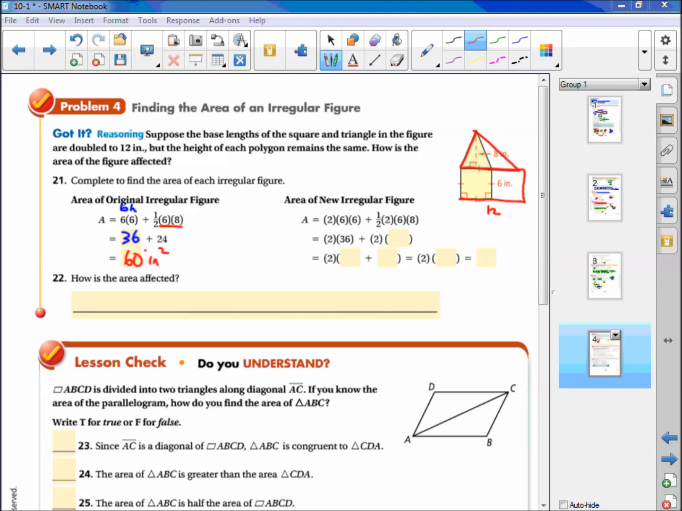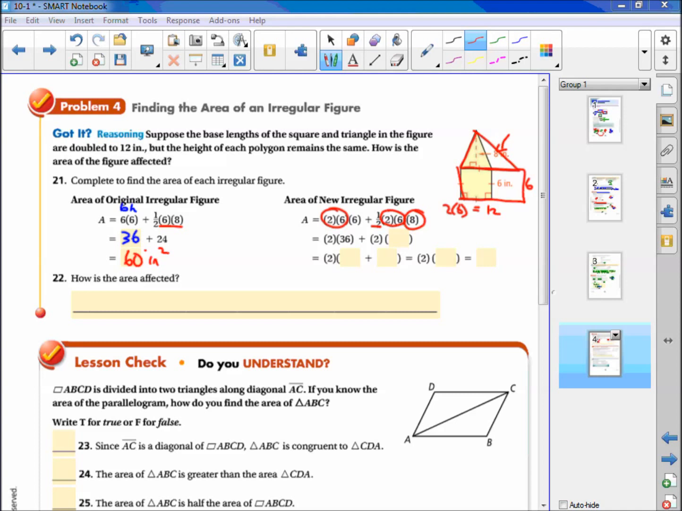They started off with a formula. They have 2 times 6 times 6, and that's because the bottom now is 12, twice as long as it used to be, times 6 for our rectangle. So that's 6 tall, and then this 12 is 2 times 6. Okay, and the triangle, same thing. It's 2 times 6 for the base. Its height is still 8, and then we have the half there.